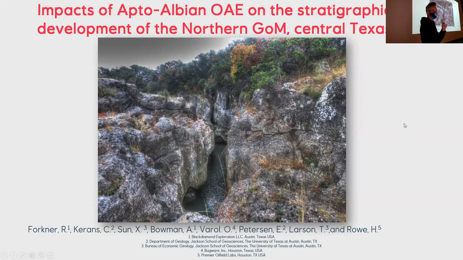Okay, so yeah, impacts of Apto-Albian OAE. So yeah, Apto-Albian being, what is that, about 100 million years ago? Yeah. More or less, sometime in the Cretaceous, an anoxia event that happened in the Gulf of Mexico. The GOM, as we shorten that.